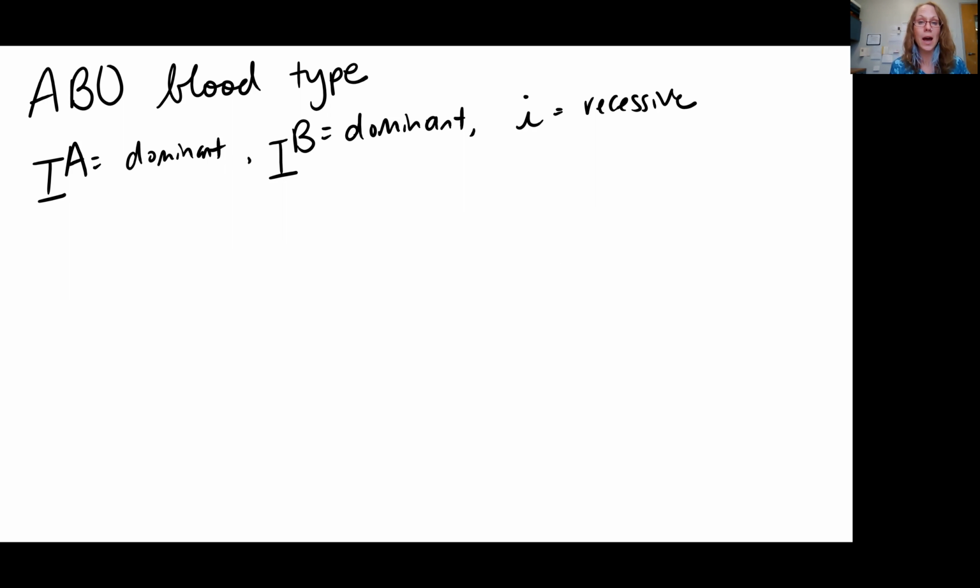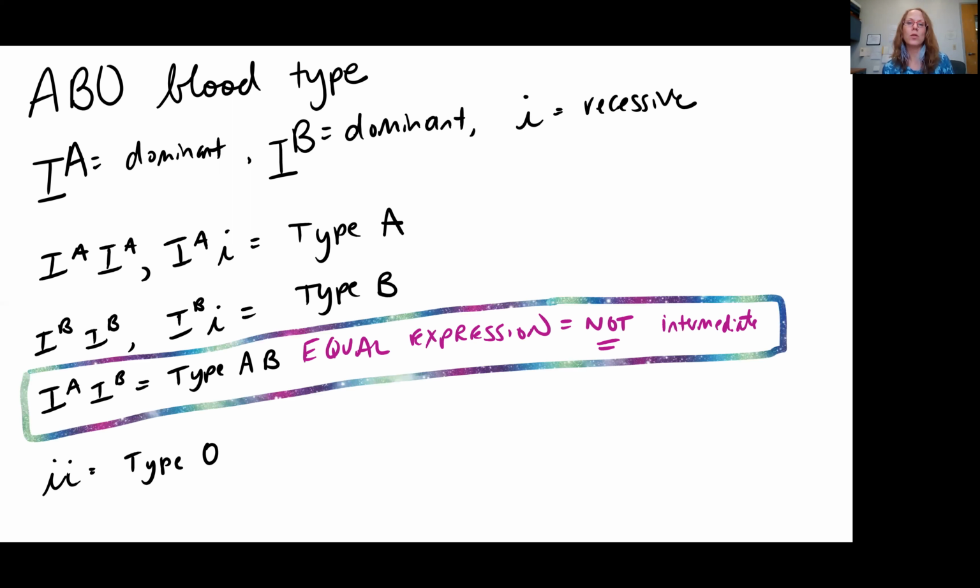Now we're using an I because this characteristic is describing these immunoglobulin markers that are hanging off of red blood cells. And so we can use the I because it's an immunoglobulin marker. Okay, so you've heard of type A, type B, type AB, and type O blood before.